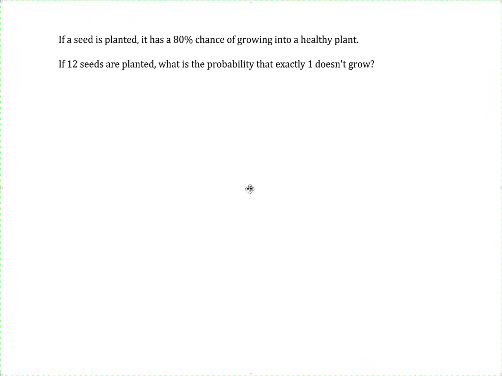If a seed is planted, it has an 80% chance of growing into a healthy plant. If 12 seeds are planted, what is the probability that exactly one doesn't grow?